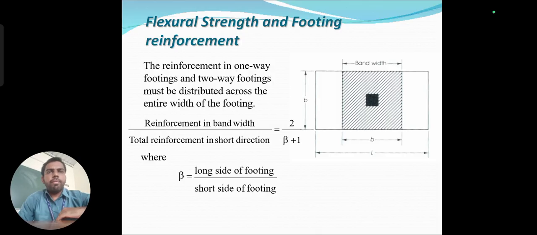Next one, flexural strength and footing reinforcement. The reinforcement in one-way footings and two-way footings may be distributed across the entire width of the footing. That is, reinforcement in the band width divided by total reinforcement in the short direction is 2 by beta plus 1. What is the beta here? Beta is the ratio of the long side of the footing to the short side of the footing. You have to find out both values, and this total bandwidth should be capable of resisting the flexural strength acting at that particular location.